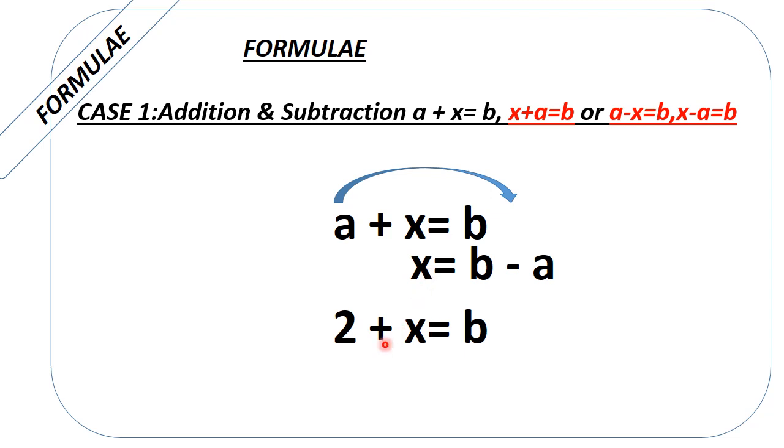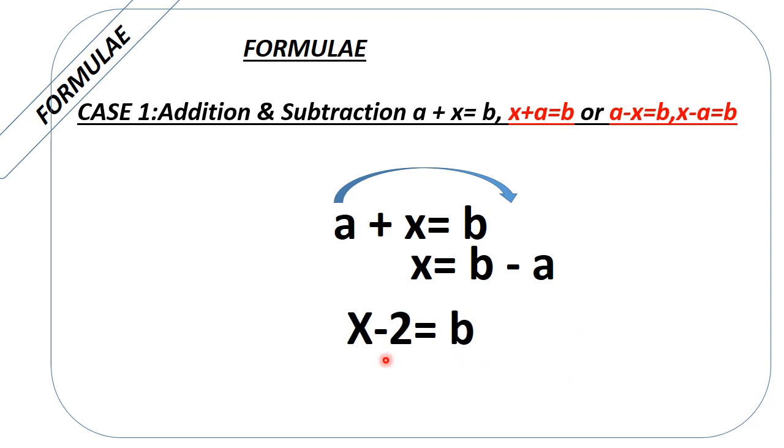Another situation is here, which is just the same as this case. We have 2 plus x equals b. So to make x the subject, we'll take 2 to the other side, and since it's positive, it's going to become negative 2. So we're going to have x equals b minus 2.